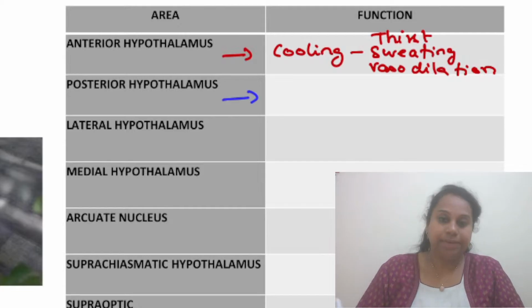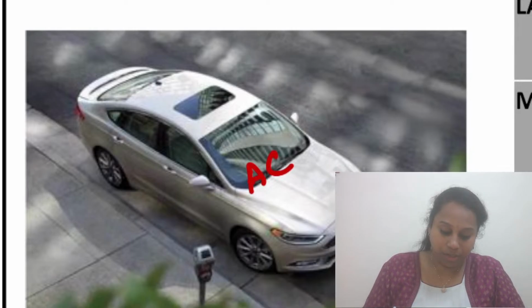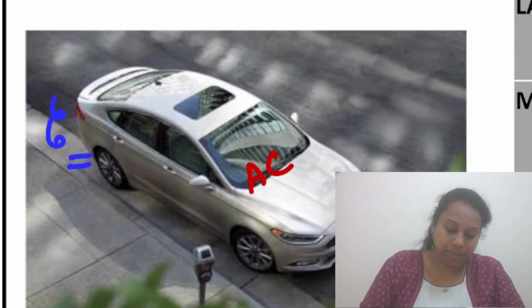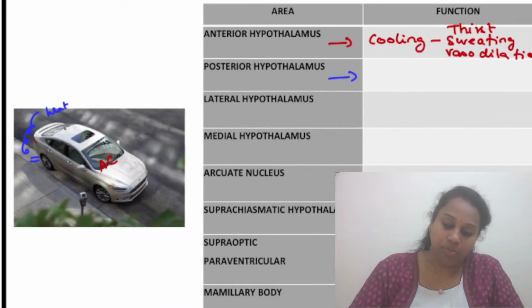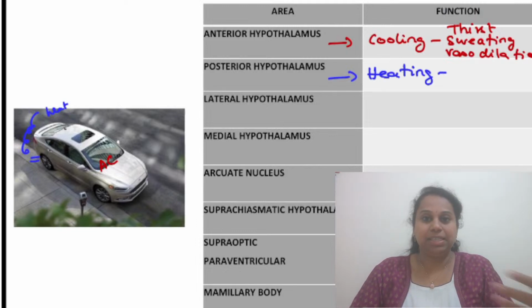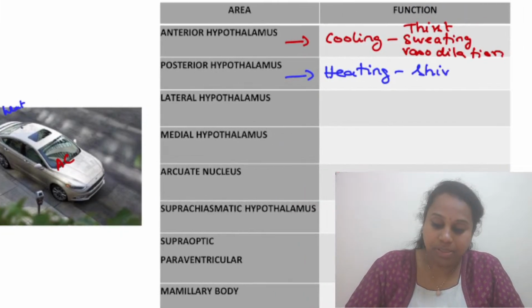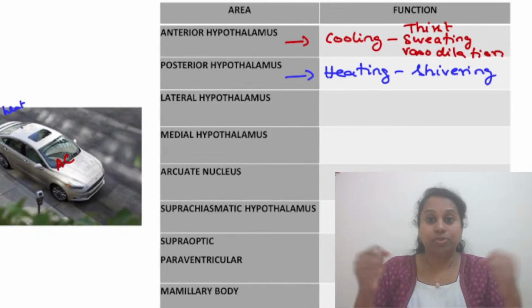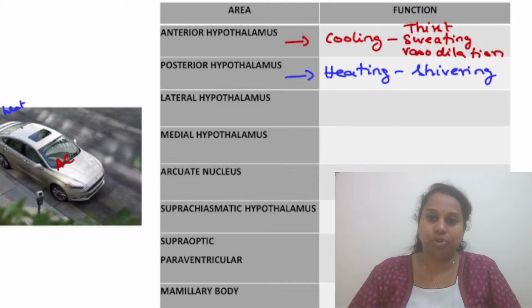What about posterior hypothalamus? Look at the car. Posteriorly on the car, you have silencer which produces heat. So what is the function of posterior hypothalamus? Heating effect on the body. How can you produce heat inside your body? By shivering. Posterior hypothalamus does shivering. When you shiver, all muscles are contracting. When muscles are contracting, heat is produced. So shivering is the mechanism.